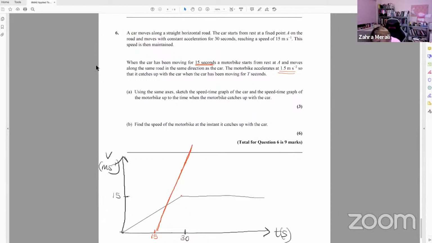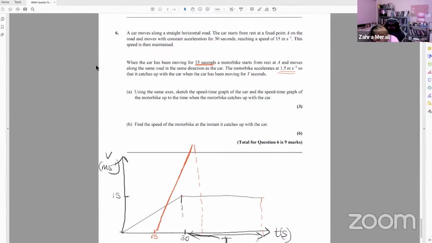So when I draw it, I can draw a line down there and a line down there. Okay, so now those are my axes. And when it catches up with the car, it means that their distances are the same. But I don't know what those distances are yet. So for the car, let's split this so we can find out this distance here. I'm going to call this distance here big T.